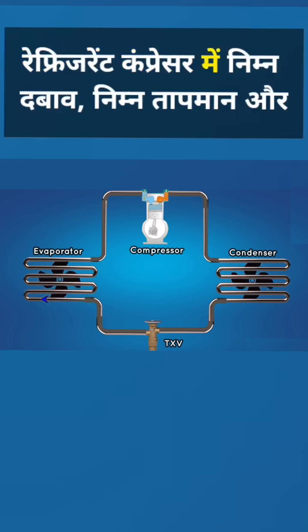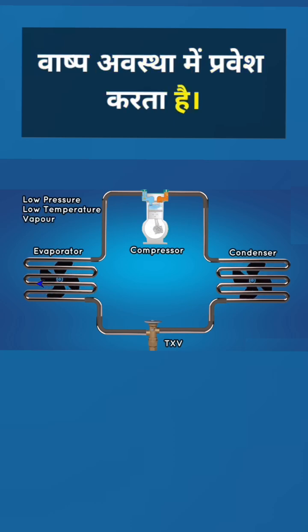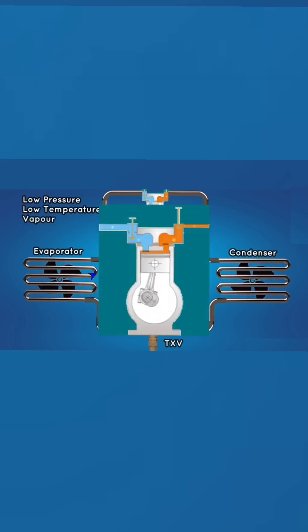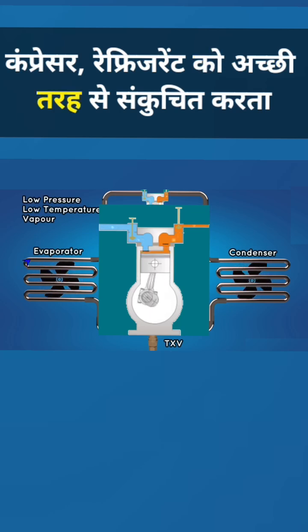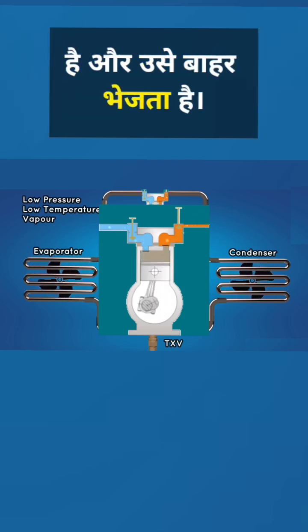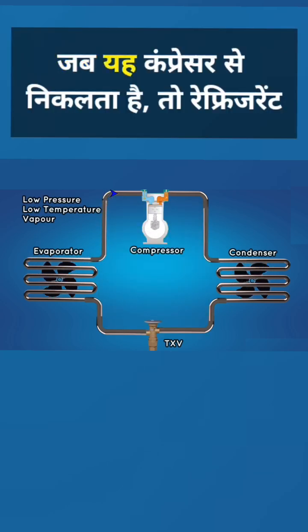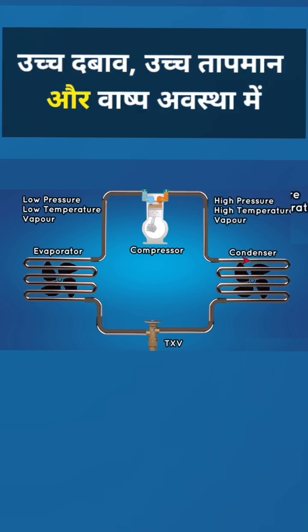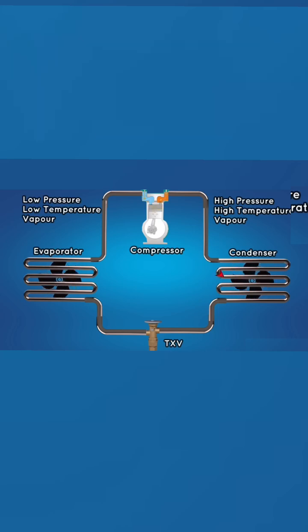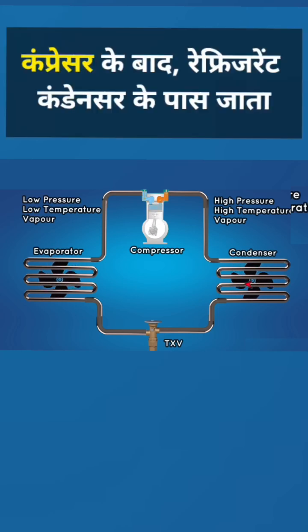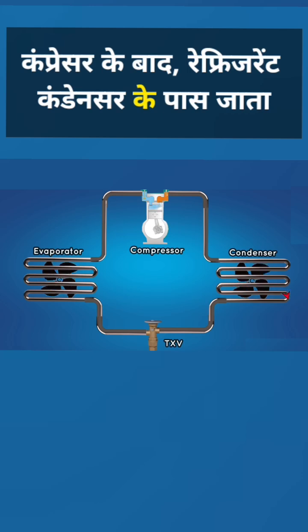Refrigerant enters the compressor at low pressure, low temperature, and vapor state. The compressor compresses the refrigerant well and sends it out. When it comes out of the compressor, the refrigerant is at high pressure, high temperature, and vapor state. After the compressor, the refrigerant goes to the condenser.